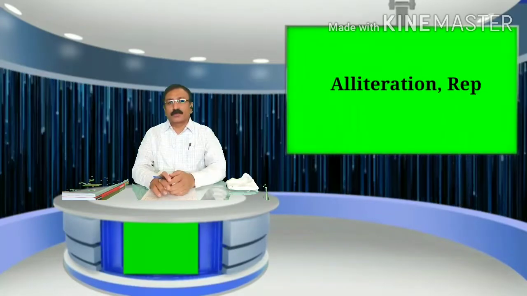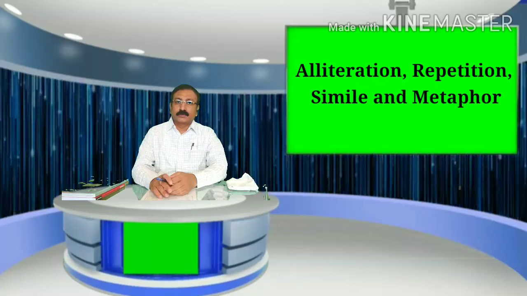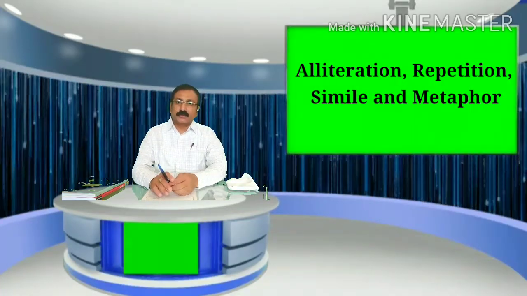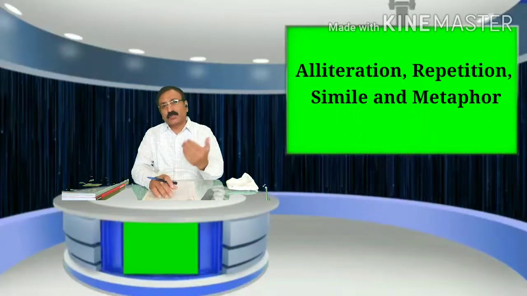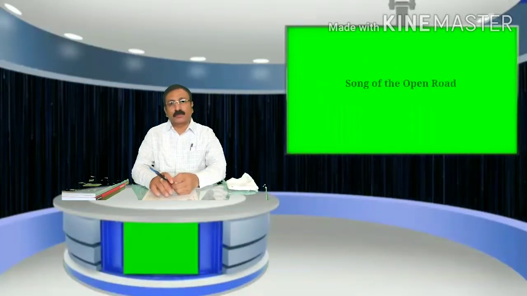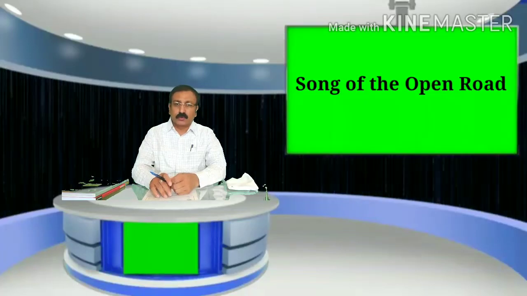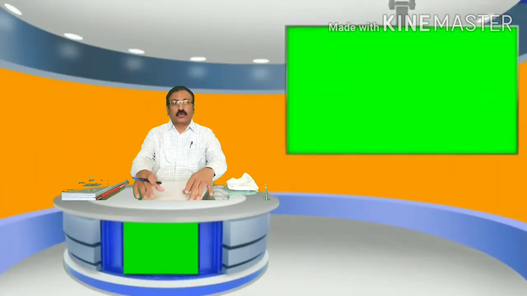Students, in the earlier session, we discussed four figures of speech like alliteration, repetition, simile and metaphor. We also discussed some of the lines from the first poem, Song of the Open Road, in the earlier session. So today we are going to focus on one of the significant figures of speech in this session.